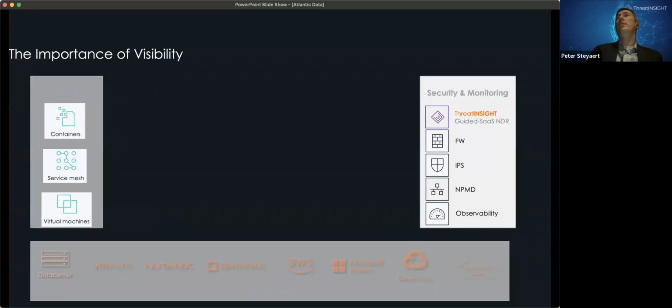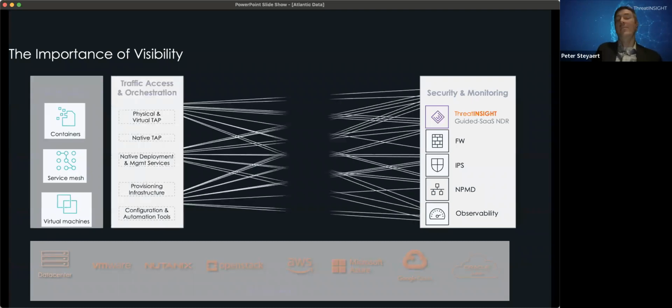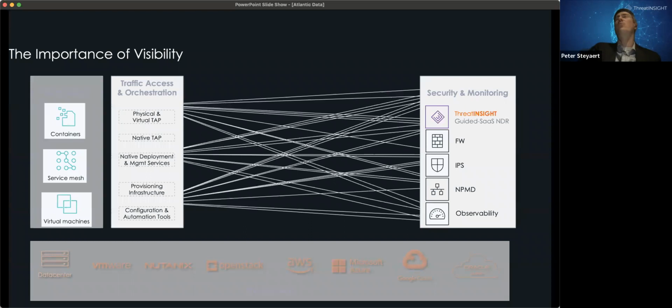But when we start thinking about ransomware and we start looking at network traffic today, so much of this data is coming from all over the place, whether it's coming from containers, service mesh networks, or virtual machines. How do I get access to that data? Do I have it from a physical and virtual tap? Do I have native tap applications? Do I have deployment services, provisioning infrastructure? Where is this data coming from? And then how do I feed those tools?